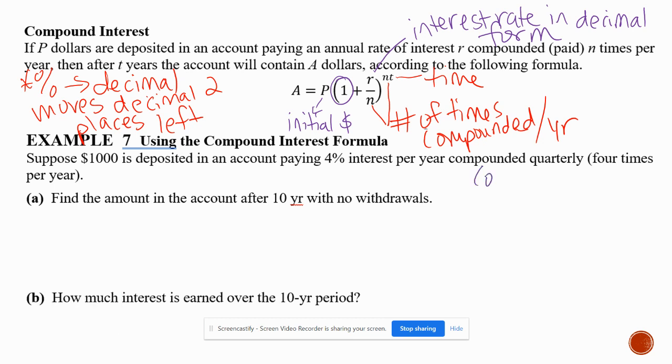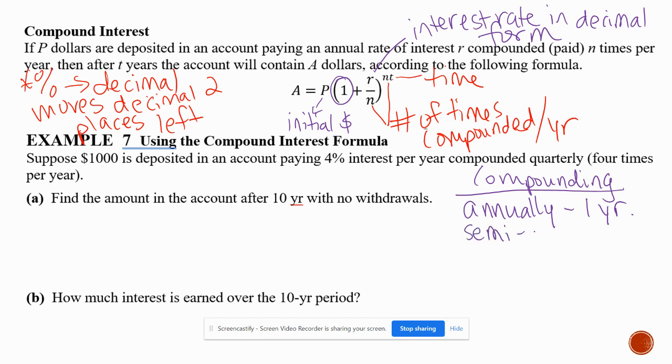A little list of compounding terms. We have annually, which is 1 time per year. So our N would be 1. We have semi-annually, which would be 2 times per year. So N would be 2.